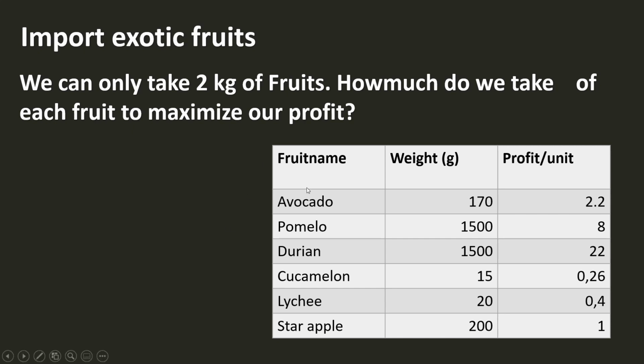If we look at this table, we have a selection of 6 fruits. I don't even know most of these fruits, but I guess they might be really tasty. We can see the weight of the fruit, and we can see the profit per unit. What we want to do is find out how much of each fruit we should take, assuming we only take whole pieces, so there won't be any fractions, in order to maximize our profit.